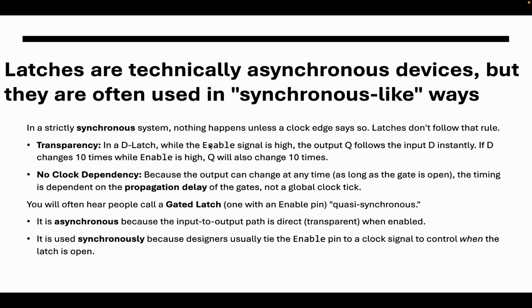In a D latch, when the enable signal is high, the output Q follows the input D instantly. If D changes 10 times when the enable is high, Q will also change 10 times. It means the latch is completely dependent on this enable signal, and there is no clock dependency. As I already said, it's completely dependent on the enable because the output can change at any time as long as the gate is open. The timing is dependent on the propagation delay of the gates, not a global tick.